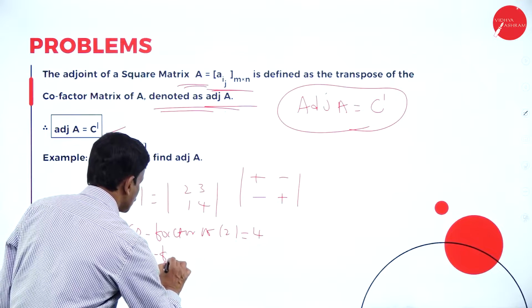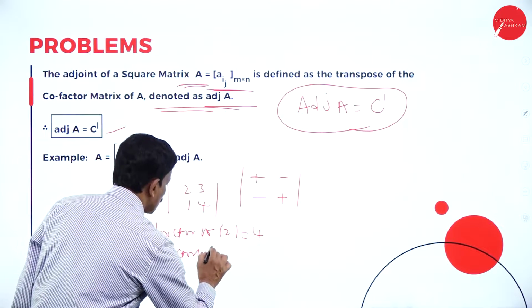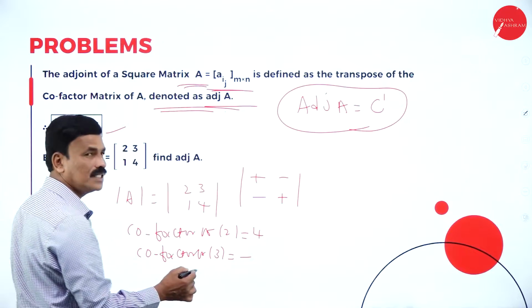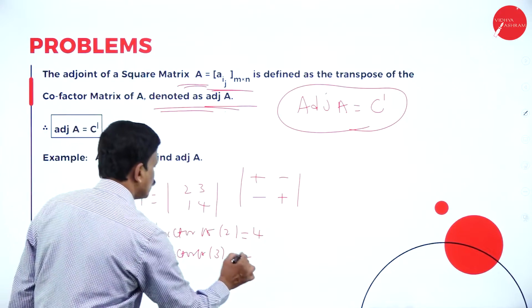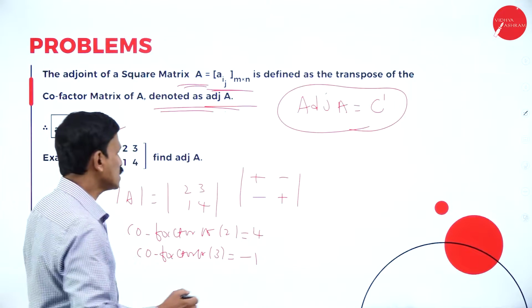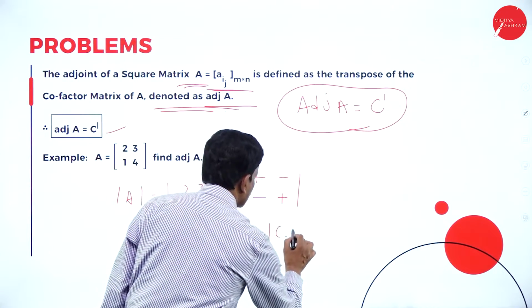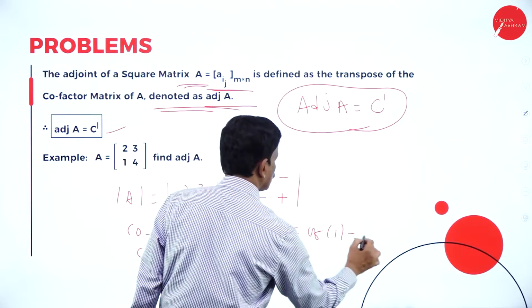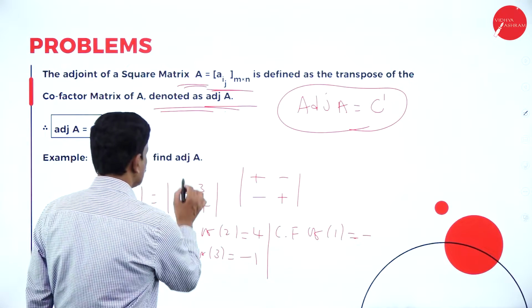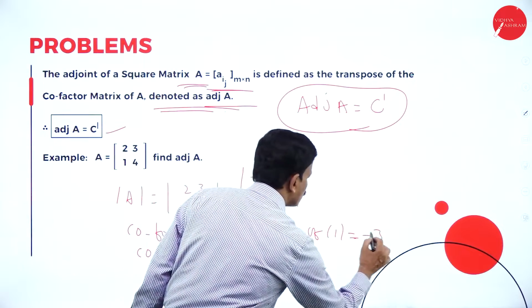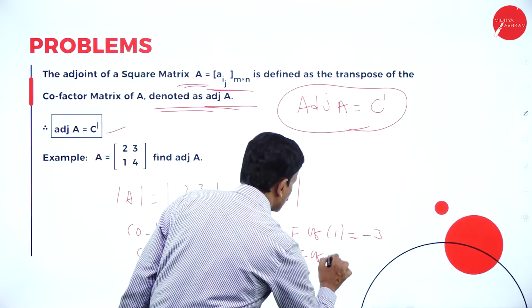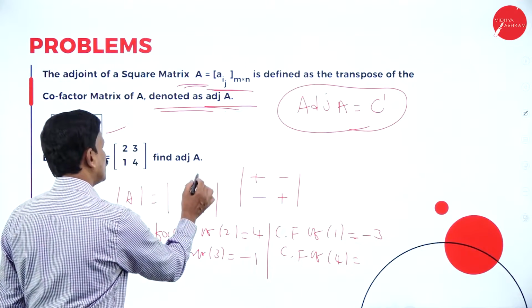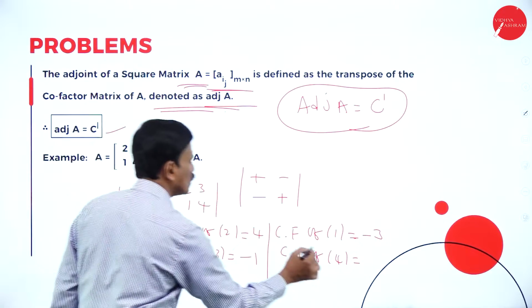Similarly, the cofactor of 3 is, it is minus: delete the row containing 3, this 3 and this is gone. What is left over is minus 1. Similarly, the cofactor for the second row, the cofactor of 1 is equal to, with a negative sign, minus: this row and column is deleted, we will get minus 3. And the cofactor of the last element 4 is equal to: delete this row containing 4 and column containing 4, this is gone. What is left over is 2.